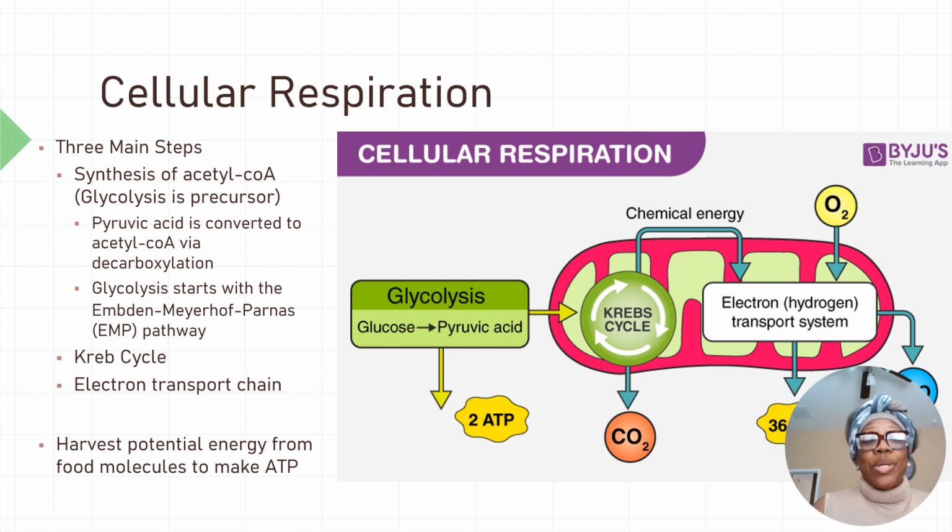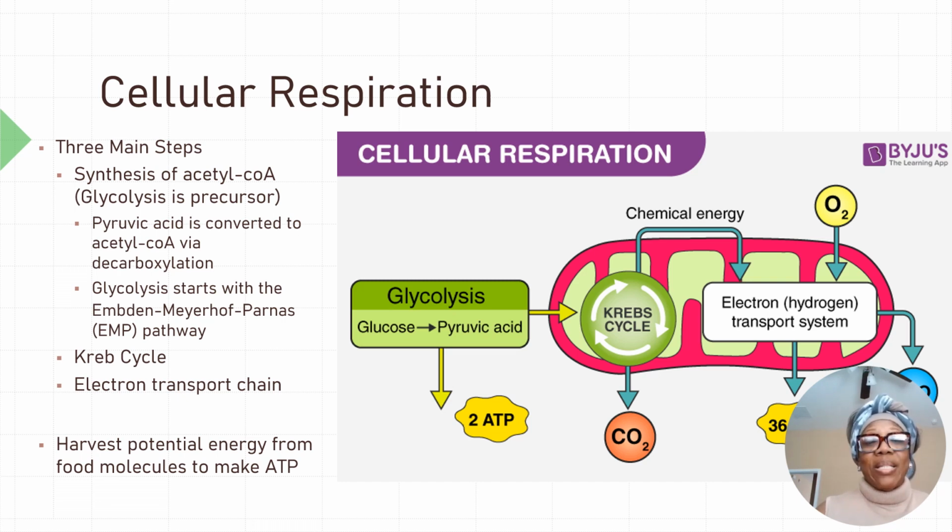So in looking at cellular respiration, there are three main steps. The synthesis of acetyl-CoA, which we get from pyruvic acid. That pyruvic acid comes from the direct breakdown of glucose. Glycolysis always starts with a process called the Embden-Meyerhof-Parnas pathway, and we're just going to say EMP. So at the very beginning of glycolysis, there's a little prep pathway that it goes through. It's called the EMP pathway. Hold on to that thought because I'm going to make it make sense a little later on.